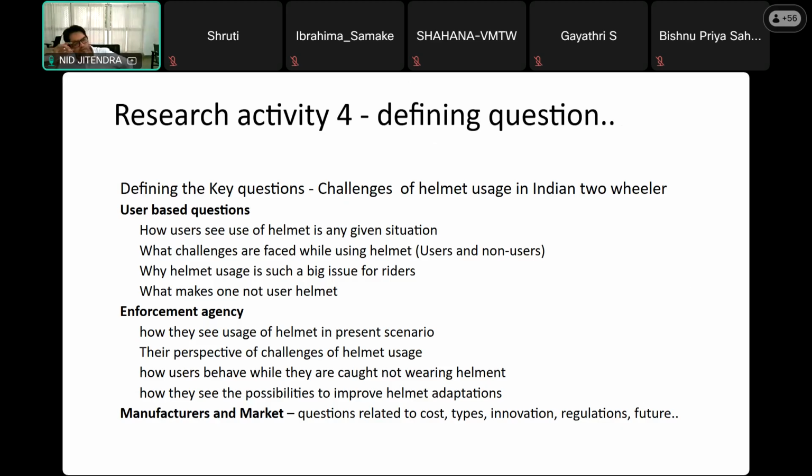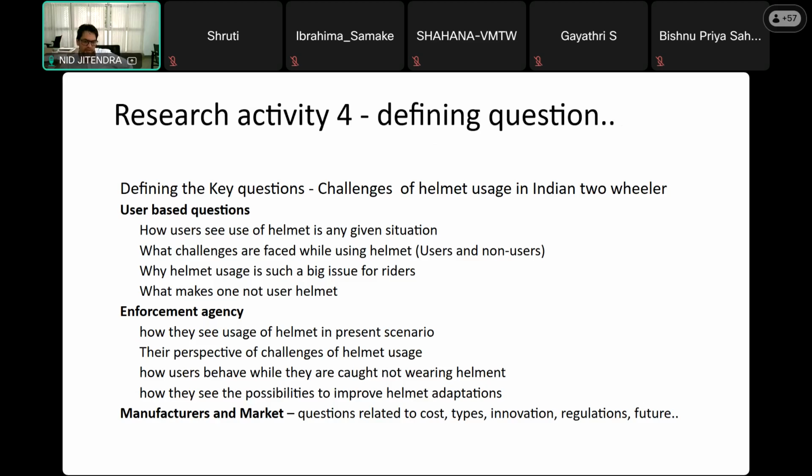Enforcement agency. How will you ask those questions to the enforcement agencies? How they see usage of helmet in the present scenario. They will give you a pattern. Many times we have asked police personnel, how do you see it? People say, sir, these guys will just wear it in front of us. Whenever they go out of their sight, they will take it off. Whenever they come to know that there is a checking going on, they will wear the helmet. These are the responses police has given us in many scenarios. Okay. Their perspective on challenges of helmet. Police is very, very smart. Police is also understanding users very rightly. We have seen that police has a lot of right answers related to this topic.